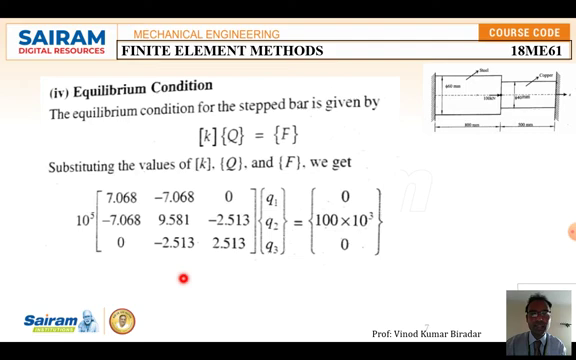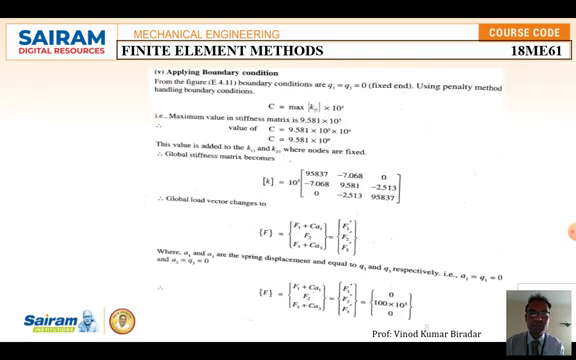If they ask for the elimination method, you have to delete the first row, first column and third row, third column. But they are asking for the penalty method, and penalty method is something different. From the figure, the boundary conditions are that q1 and q3 are fixed. By using the penalty method we have to substitute this value; this is a standard formula.